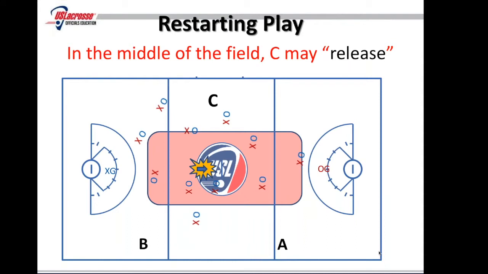Once we decide which way play is going, C may look to B and be able to release the restart to B and get a bit ahead of play for her to escort the ball down the field. Of course, this may also apply when the ball is going in the other direction. In that case, A and C will make the decision.